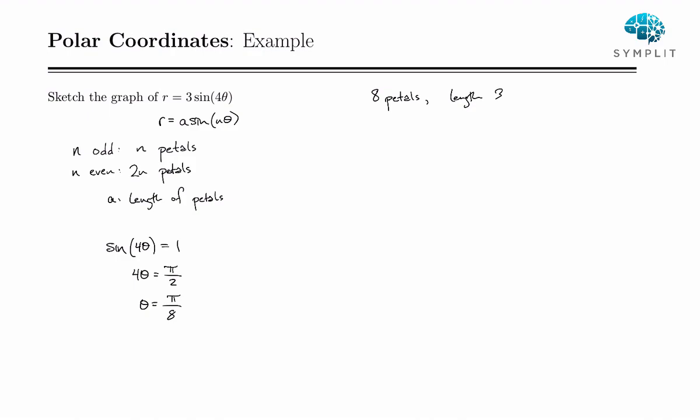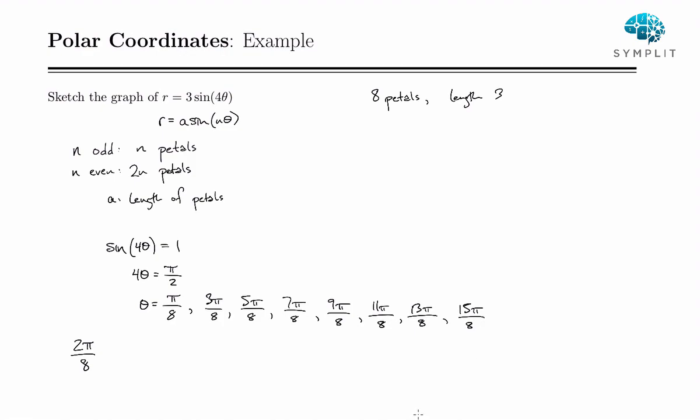Now the locations of all the different petals: we just add whatever we need to get to the next petal. We have 8 petals, so we take the full revolution around, that's 2 pi, and divide it by 8. So it's pi over 4. So we're going to be adding 2 pi over 8 to this. So we have 3 pi over 8, 5 pi over 8, 7 pi over 8, 9 pi over 8, 11 pi over 8, 13 pi over 8, and 15 pi over 8. And those are the 8 locations of the 8 petals.